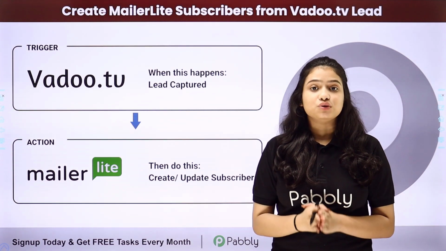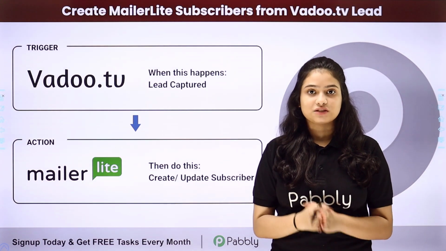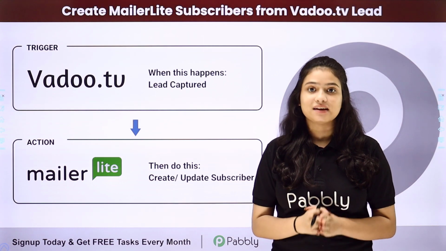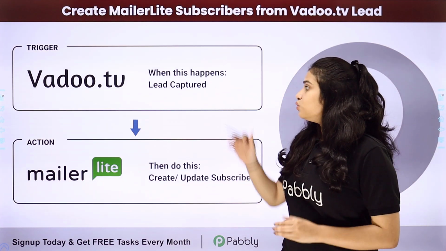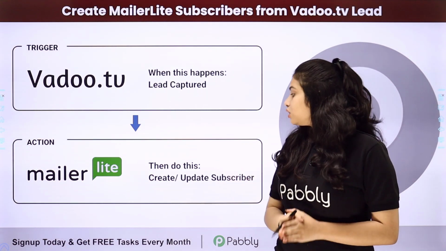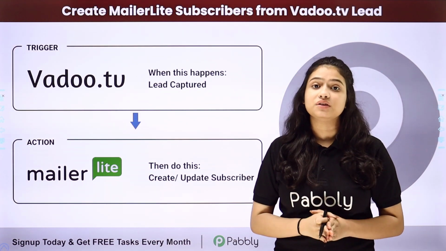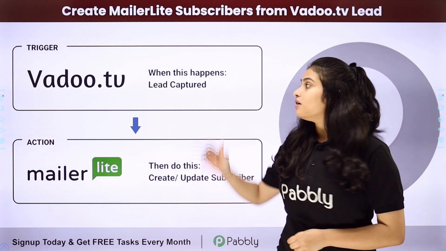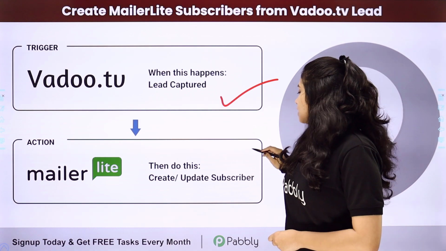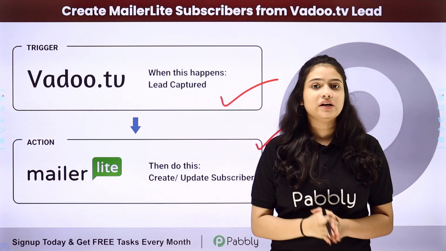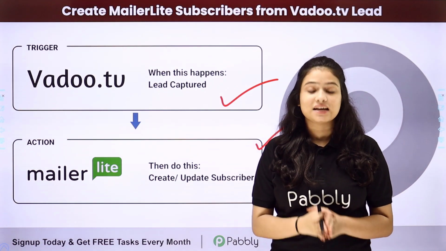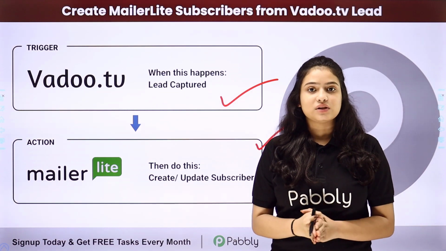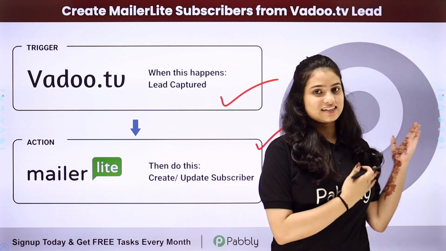So how are we going to do this? How are we going to automate this process? For that we are going to use Pabbly Connect in such a way that whenever a new lead is captured in Vadu TV, automatically a new subscriber will be created in MailerLite. And for that, we have Vadu TV in our trigger and we have MailerLite in our action. So we will be connecting them both by using Pabbly Connect. And in order to understand this process fully step by step, let me take you all to my screen.